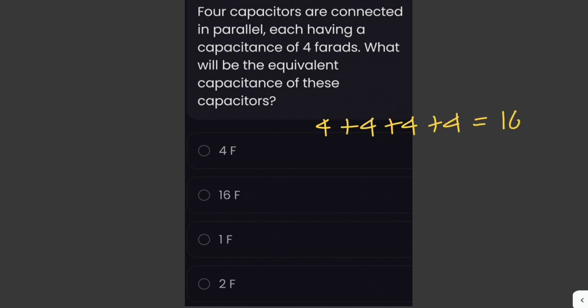So that would give us 16 farads. So the answer here is 16 farads.